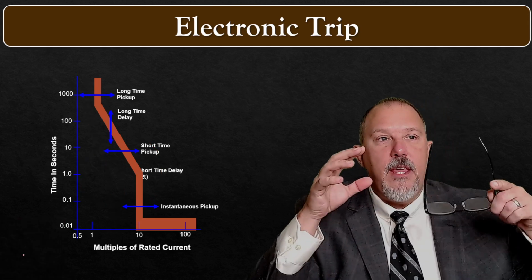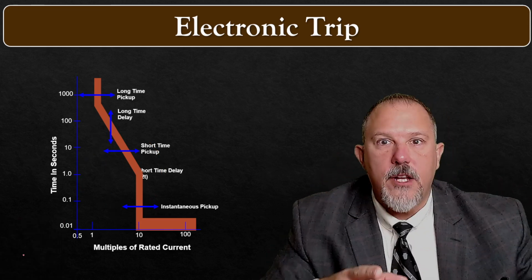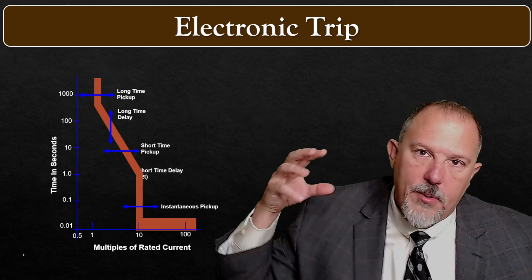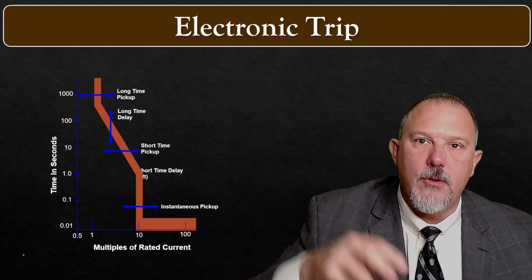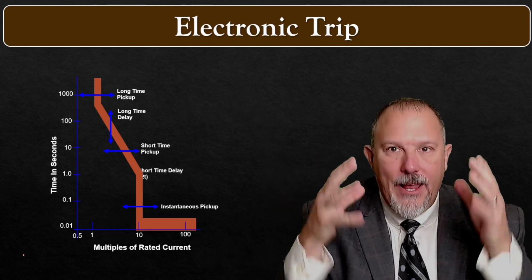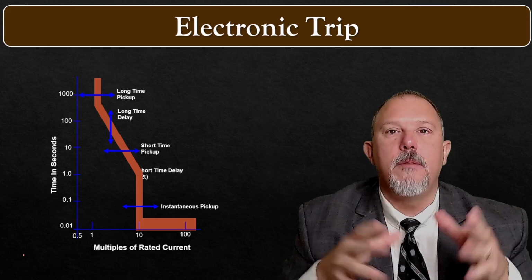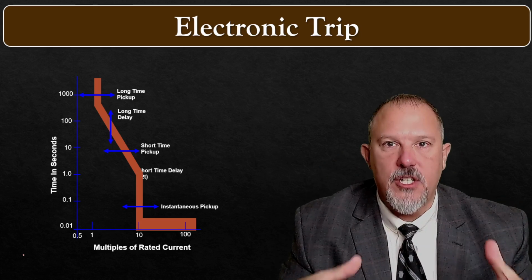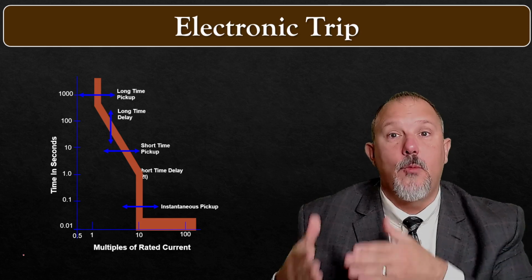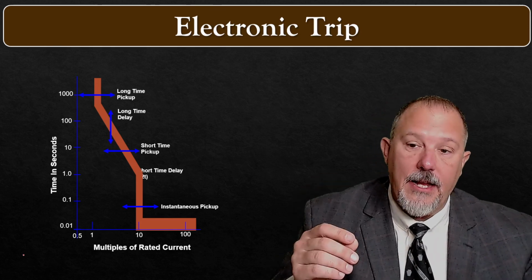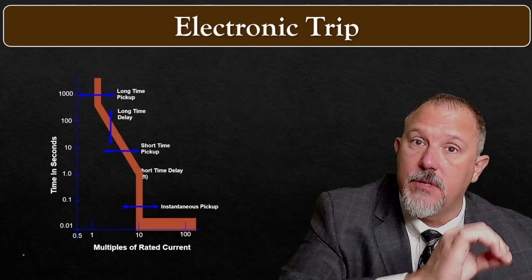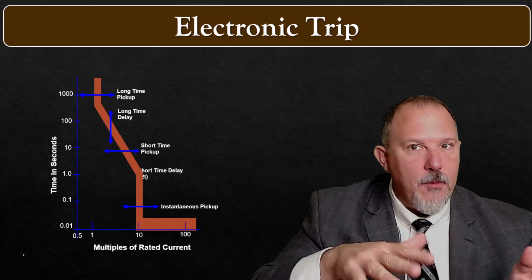So the electronic brain, when we implanted the brain, the electronic trip unit inside of a circuit breaker, it helped us solve some application problems and challenges that the power systems engineer would have in coordinating or providing better levels of protection. And remember, this is a fundamental.